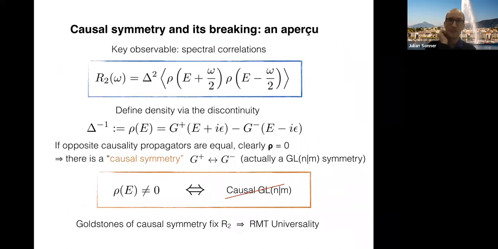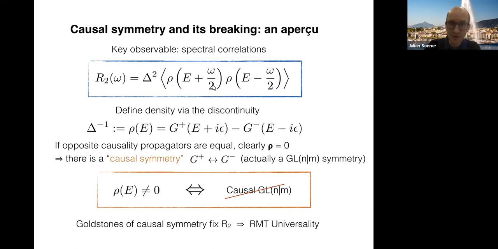All right, so let me give you immediately an idea of what this is. The key observable that we'd like to focus on during many parts of this talk is something like a spectral correlation function. So let us look at this R2. We define the spectral density. We want to talk about this R2, but let's for a second think about the spectral density. The spectral density is basically the discontinuity of the advanced and the retarded correlation function across a cut on the real axis.